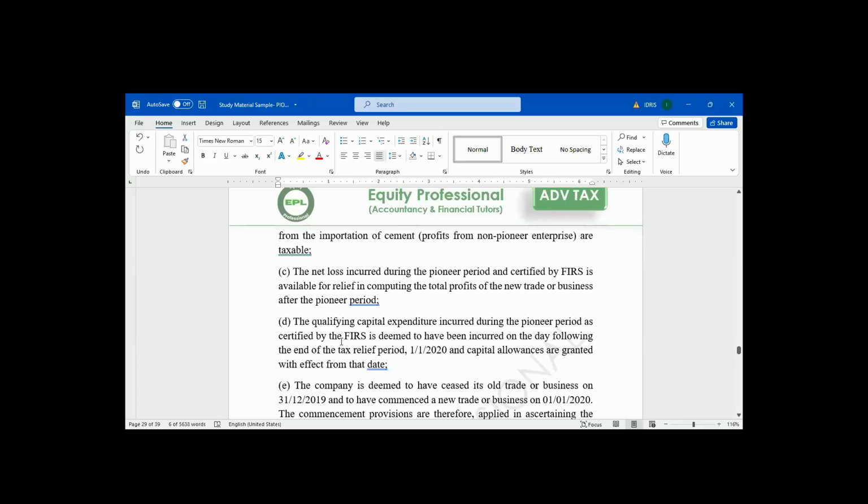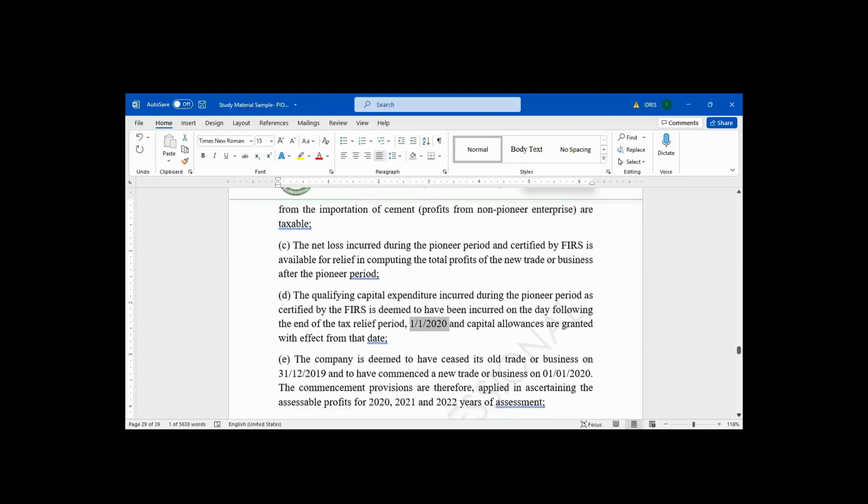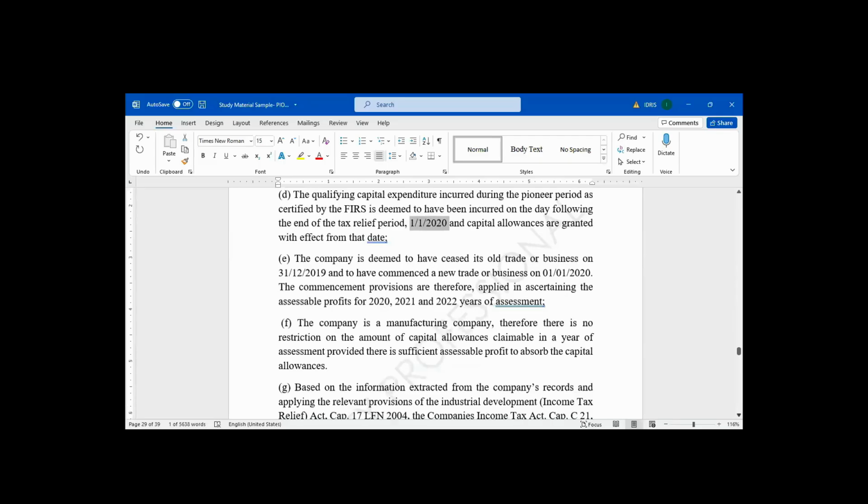What is the first day of the post-pioneer period in this question? The pioneer period ends 31st December 2019. That means the first day of the post-pioneer period is going to start 1st of January 2020. And they will start computing the capital allowance from that date. So it's another point you need to raise, and you need to let them know too, part of your point.